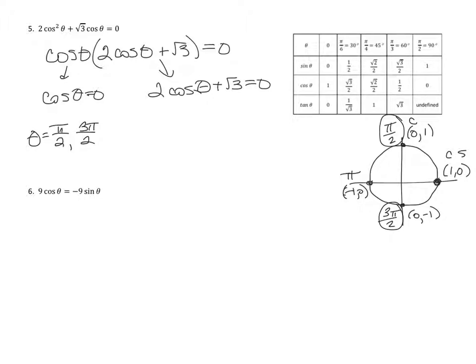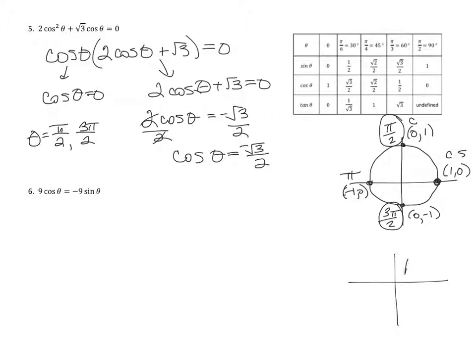All right, now let's look at the second part. We need to solve 2 cosine of theta plus square root of 3 equals 0, so let's subtract square root of 3 over to the other side, and we can divide by 2. That leaves us with cosine of theta equals negative square root of 3 over 2. It's negative, so remember, where is cosine negative? All students take calculus. Cosine's positive in the first and fourth, therefore it is negative in second and third.